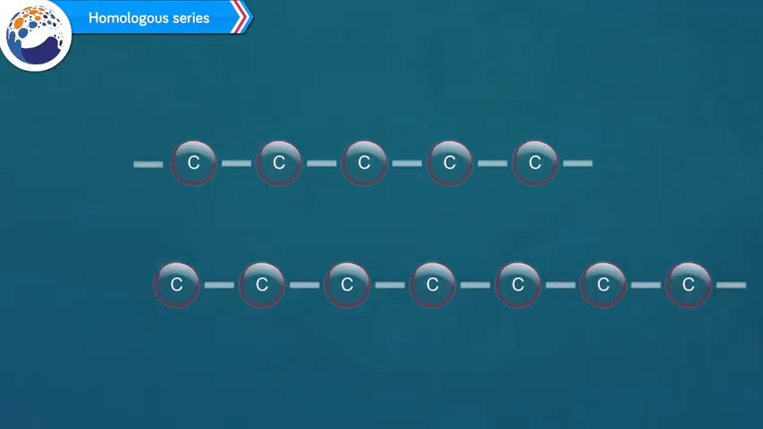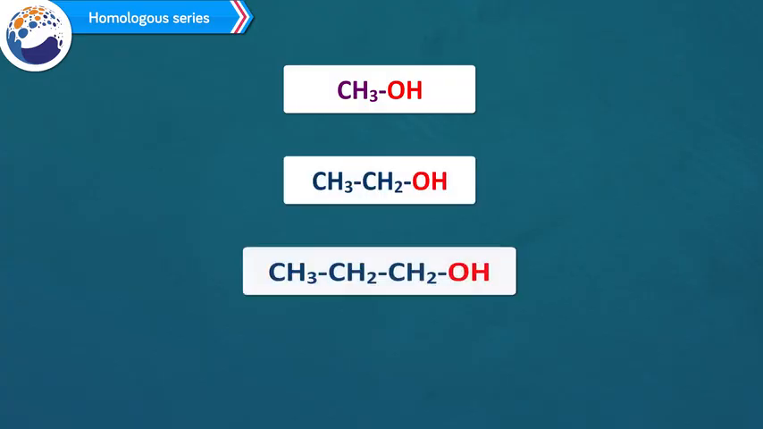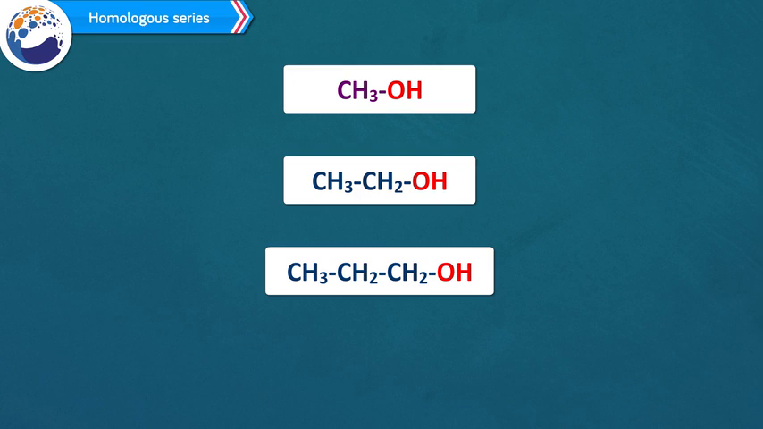Homologous series. When carbon atoms are joined together, chains of different lengths are formed. Also, when hydrogen atoms are replaced by functional groups, a large number of compounds are formed having the same functional groups but different lengths of carbon chain. For example, many compounds such as CH3OH, CH3CH2OH, CH3CH2CH2OH contain the alcohol functional group, minus OH, but the length of the carbon chain is different.